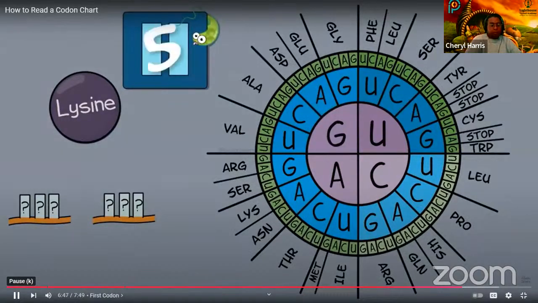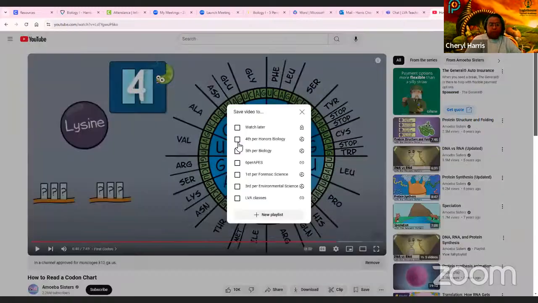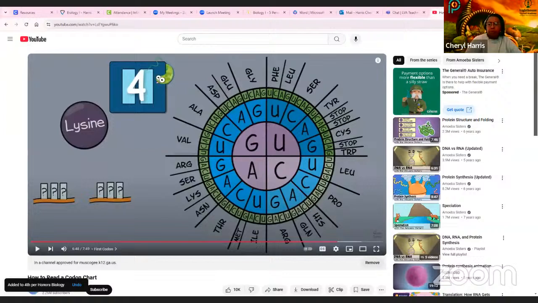Okay, I'm going to pause it there and say we have our own practice chart to work at. So I'm going to make sure that this is in the playlist so that you can pull this up if you need to read it again.